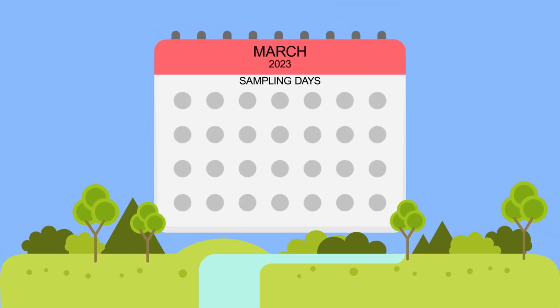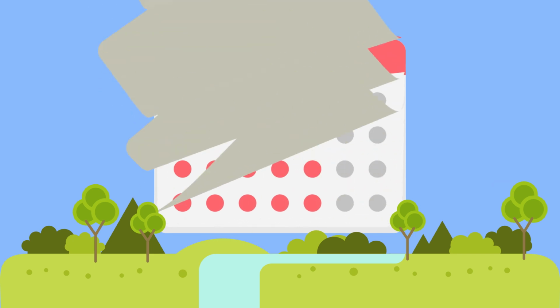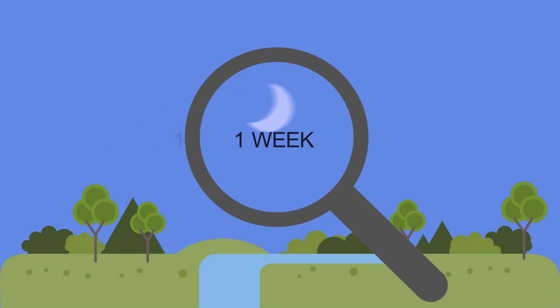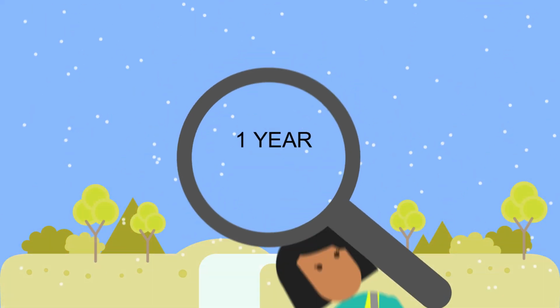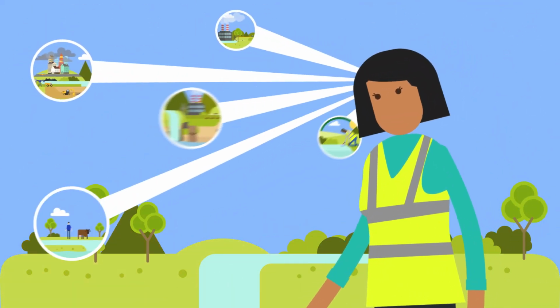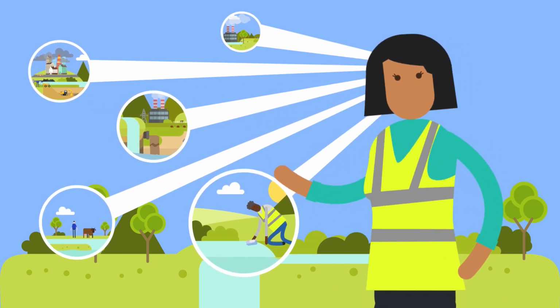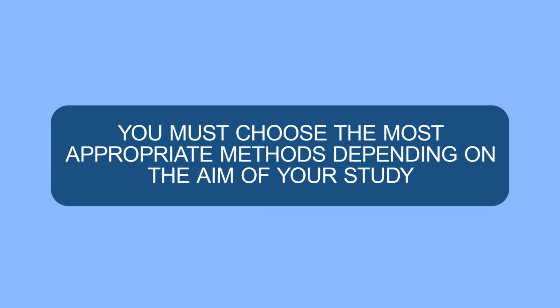How frequently you will sample: hourly, daily, monthly, yearly. How long your study will last: a week, a month, a year. How many locations will you monitor? How will you determine your sampling locations? Ultimately, you must choose the most appropriate methods depending on the aim of your study.